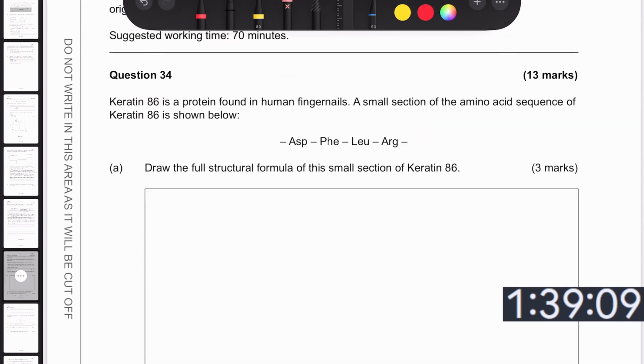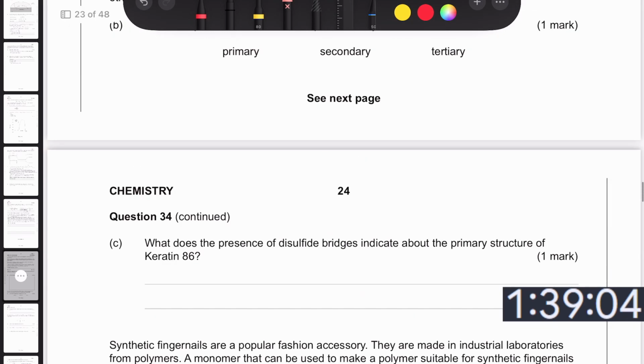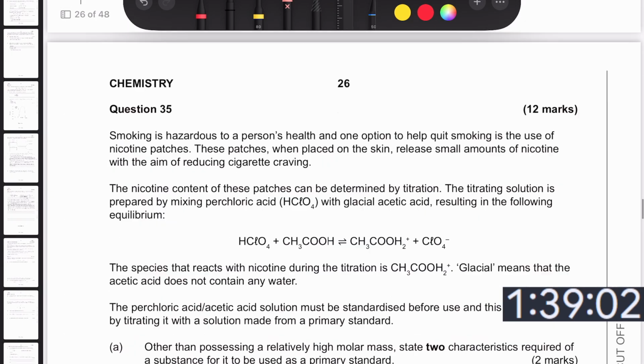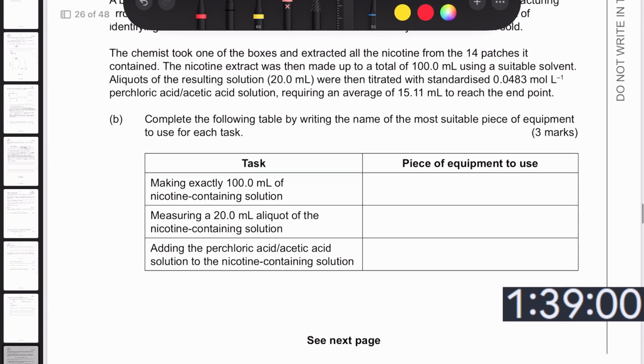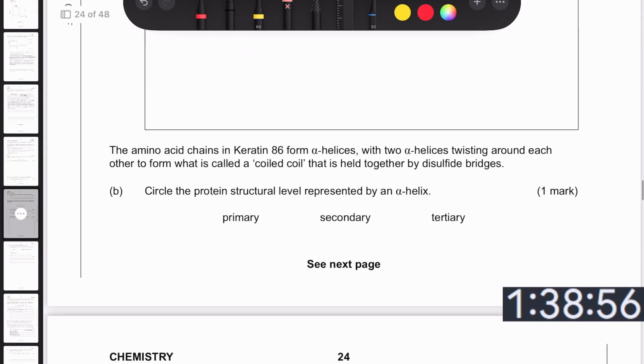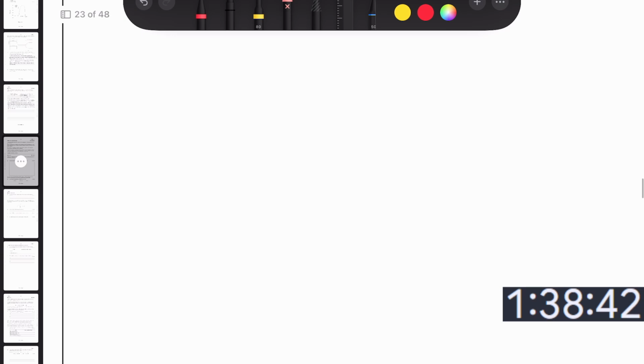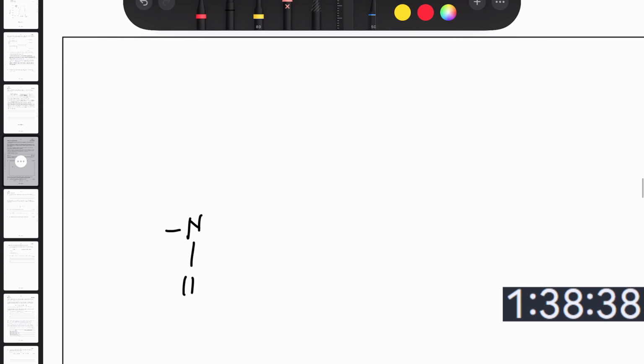Oh my god, I hate this. No. No, when's the empirical formula question? Where's the empirical formula question? Oh my god. Yikes. Okay, I don't want to do this. ASP. Let's go, let's get this done. Aspartic acid, oh my god. So it's a section, so I need to not terminate my bonds or the links.